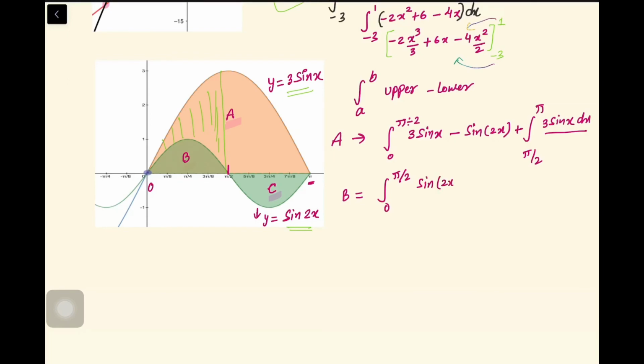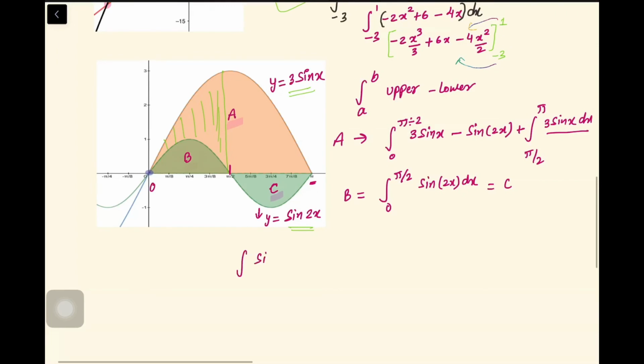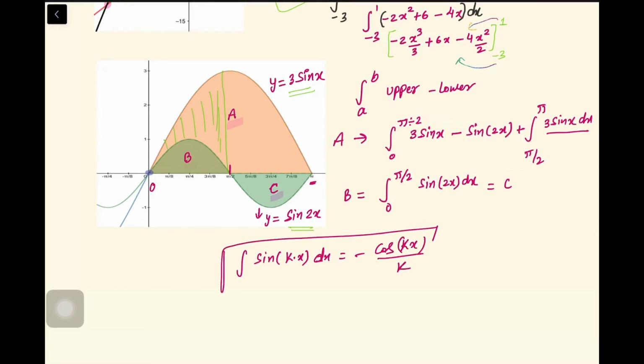Very simple. Of course, you integrate it and then plug in the values in terms of pi. You can leave your answer in terms of pi. B and C have equal areas because the limits are the same, 0 to pi over 2 and pi over 2 to pi, and the function is the same. Remember, the integration of sine kx is negative cosine kx over k. So use this integration and plug in the values.